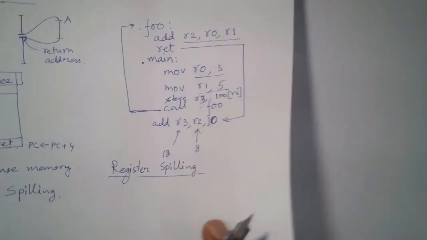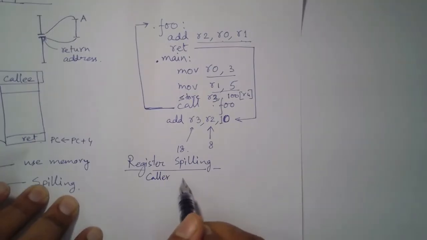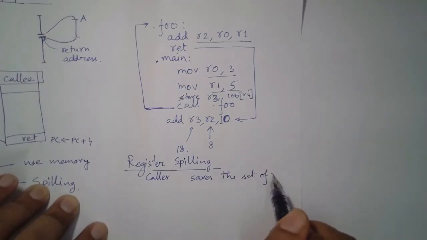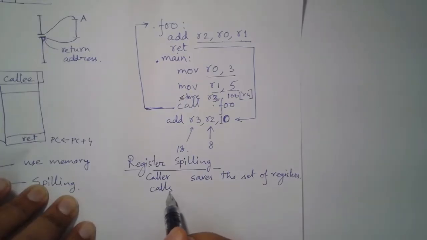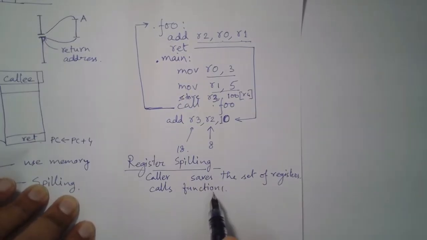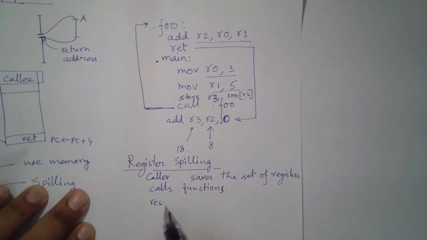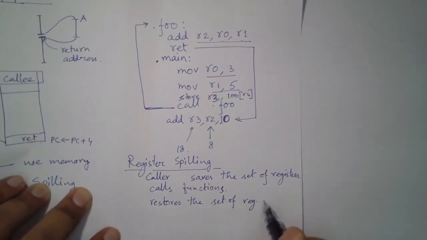As I said, the caller saves the set of registers, and then calls the function, and once the function returns, it restores the set of registers after the function returns. All right.